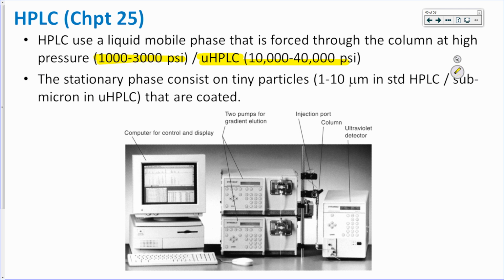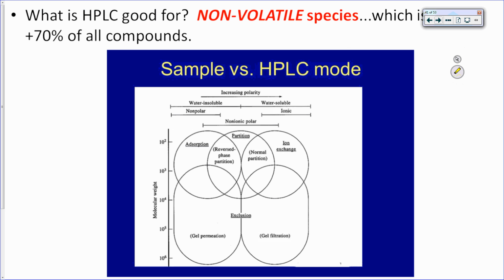So it uses a liquid mobile phase, and that's what causes the high pressures. Now you're forcing this liquid through these little tiny pores and these particles that are micron size. And when you do the ultra high pressure, now you're sub-micron size. So you've got a series of pumps and detectors that allow you to see things. I took the slides that were in the notes and I cleaned them up just a little bit.